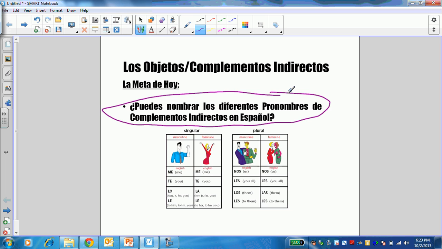Puedes nombrar los diferentes pronombres de complementos indirectos hoy. Okay. Earlier in the week, we were looking at direct object pronouns. Now we're going to be looking at indirect object pronouns. So puedes nombrar los diferentes pronombres de complementos indirectos en español. I'll give you about 10 seconds to get that goal down.